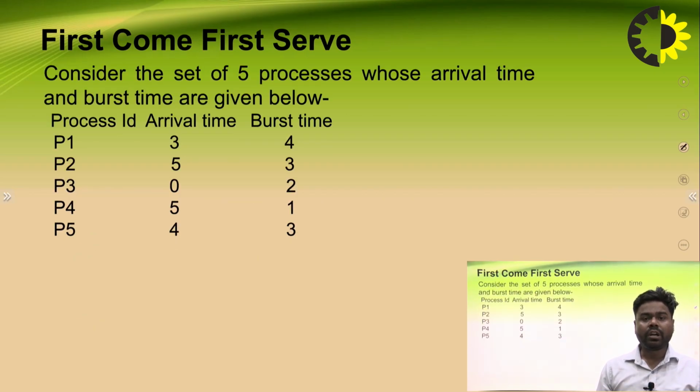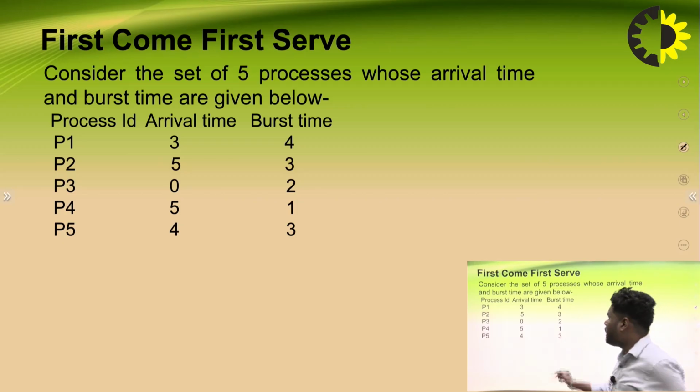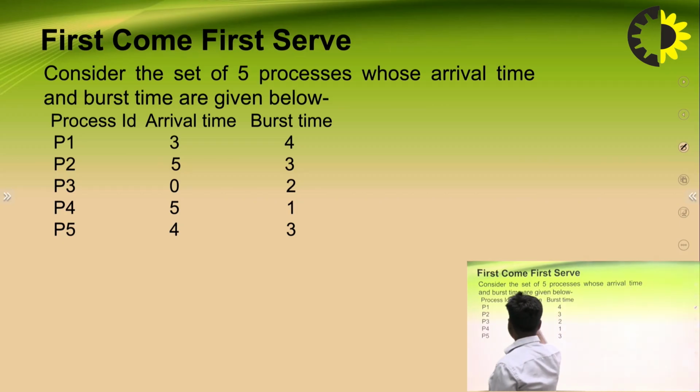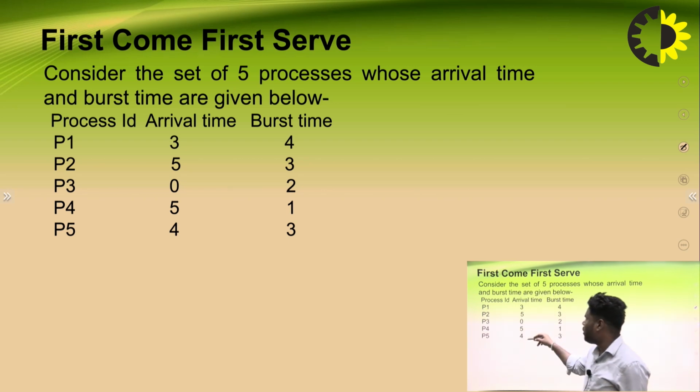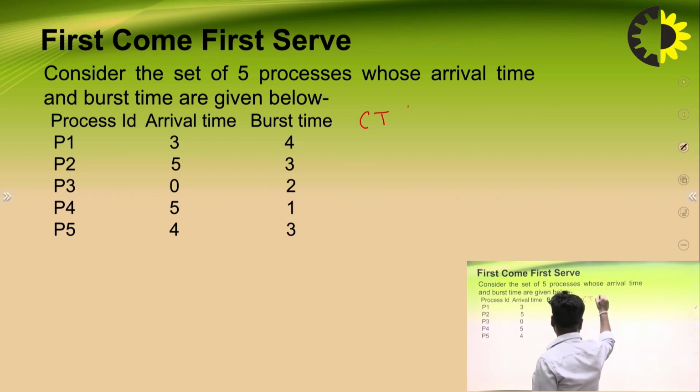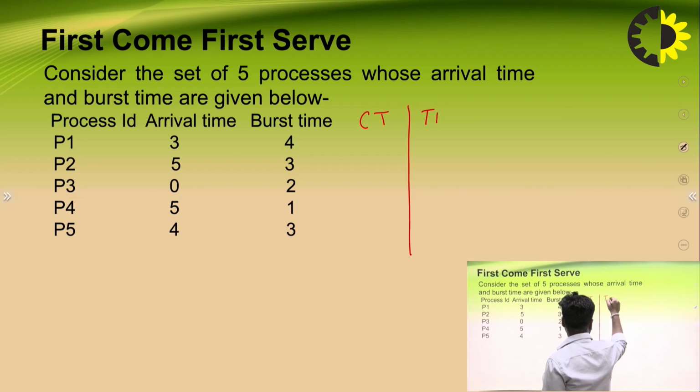Considering we are going to solve numericals with the algorithms, first we have first come first serve, and there are 5 processes whose arrival time and burst time are given below. This is the process ID: P1, P2, P3, P4, P5, and the arrival times are 3, 5, 0, 5, 4, and the burst times are 4, 3, 2, 1, 3. We have to find the completion time, turnaround time, and waiting time.